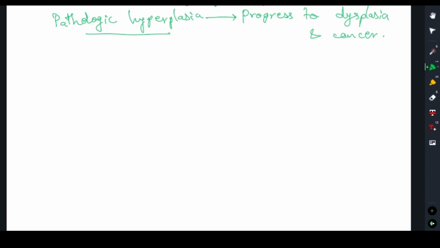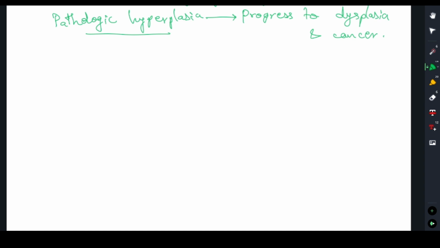If that cell division goes unregulated, then in any of these growth adaptations, wherever cell division is taking place, you can see that it may progress to dysplasia and cancer, right? If the proliferation of the cells goes unchecked, you will see that there might be a progression to dysplasia and cancer. So hence, if we have a pathologic hyperplasia, it can progress to dysplasia and cancer, right? Because in hyperplasia, we were making new cells from the stem cell, which obviously required division, and if this division goes unchecked, unregulated, it will easily progress to dysplasia and cancer.